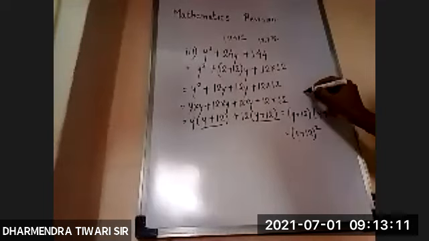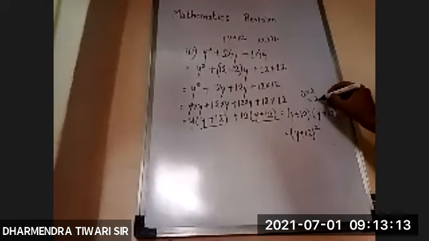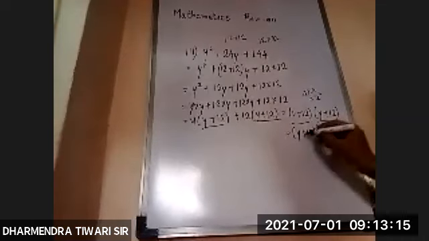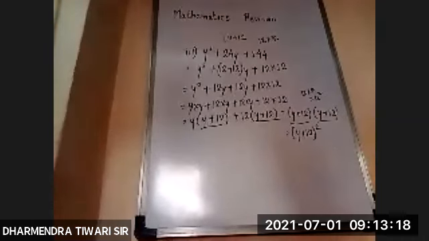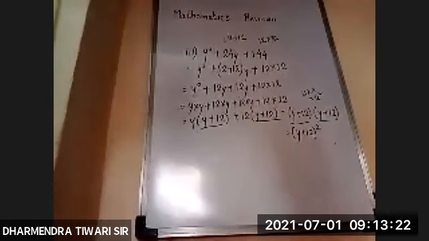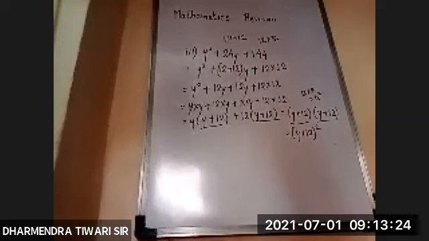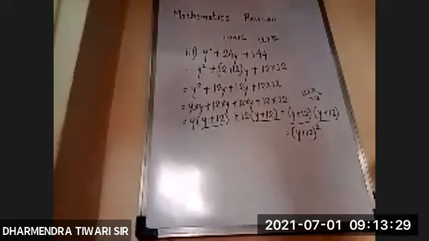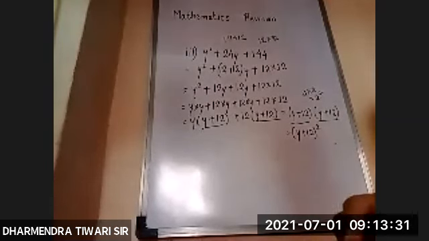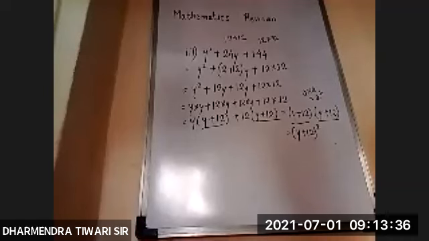As you know that a into a is a square. So this is a, this is a, so I've written it as a square. Again, your law of indices, whatever we have done in our earlier classes. So try to understand. I will say next problem.